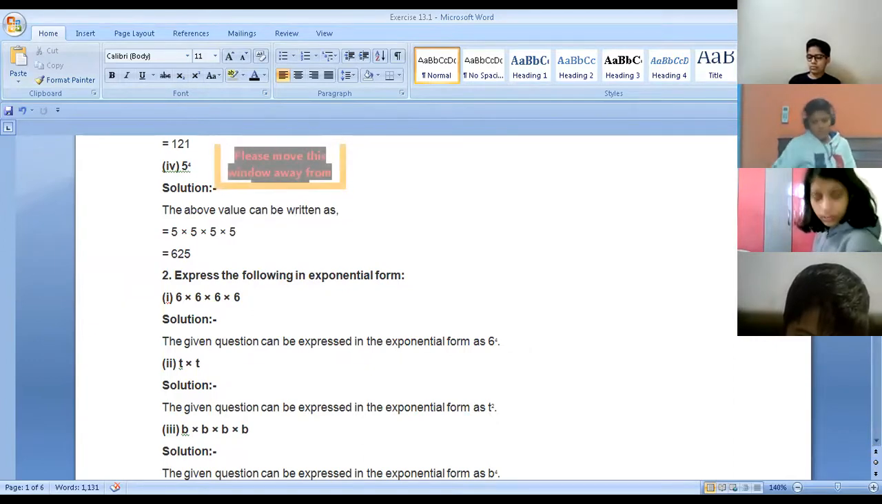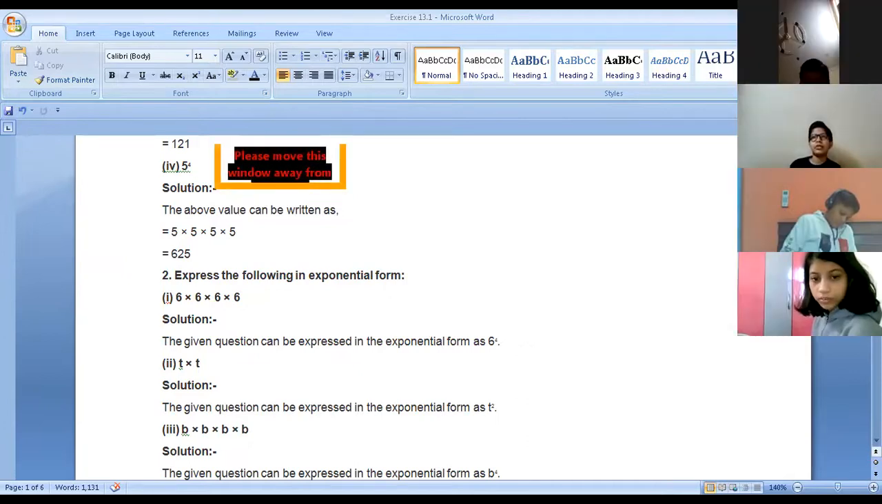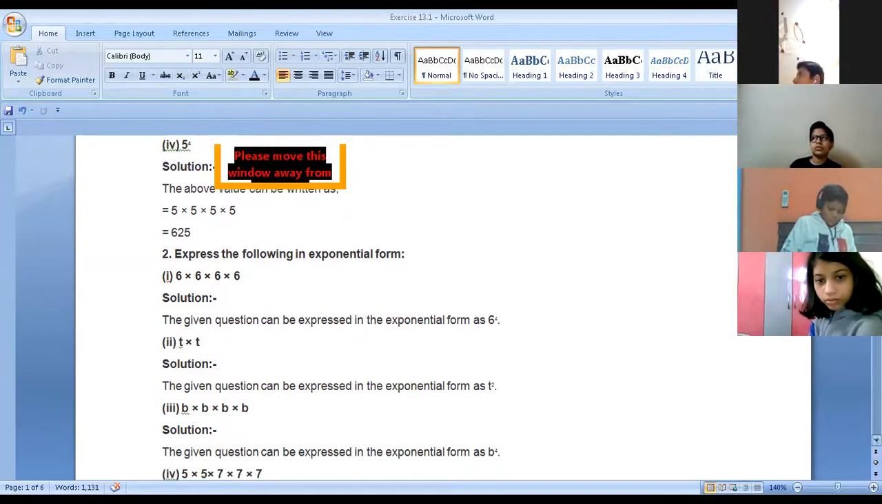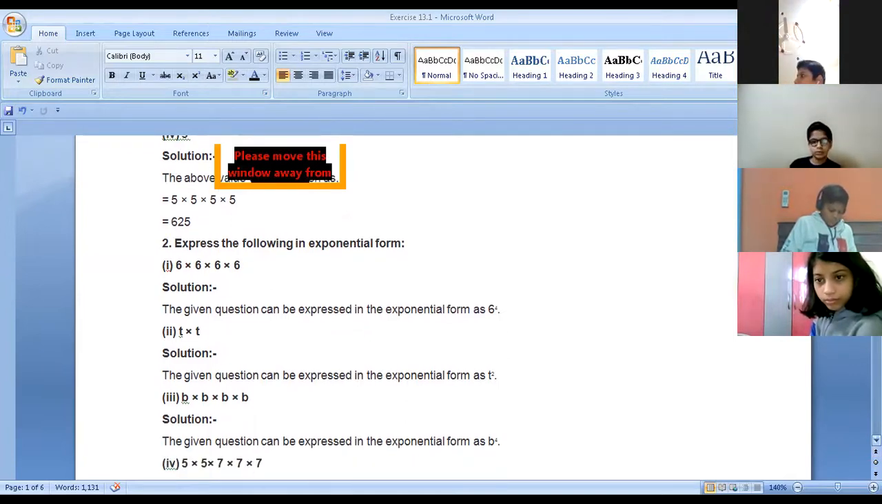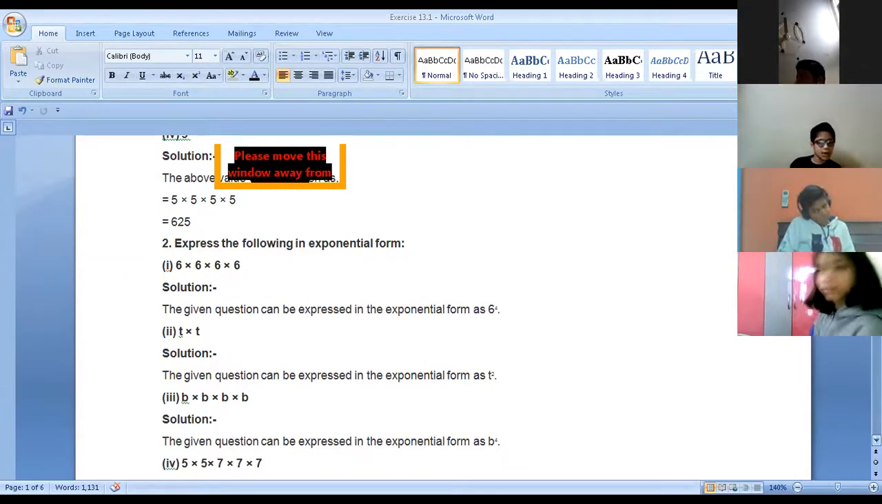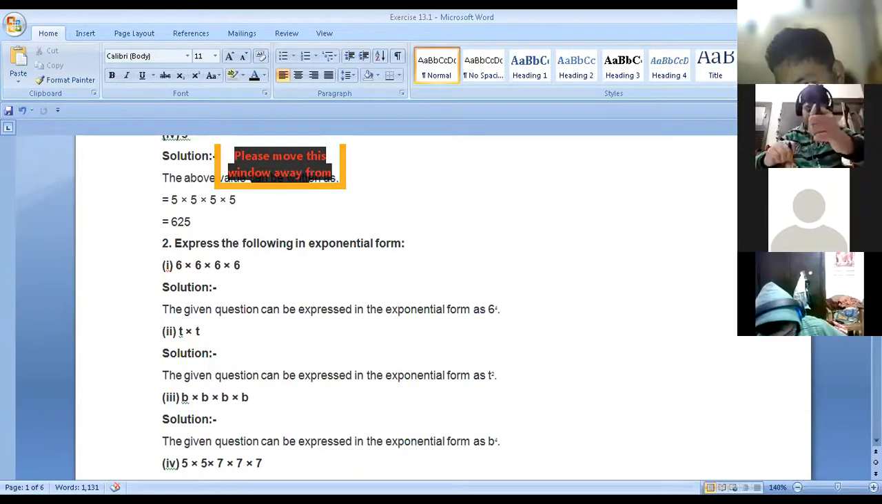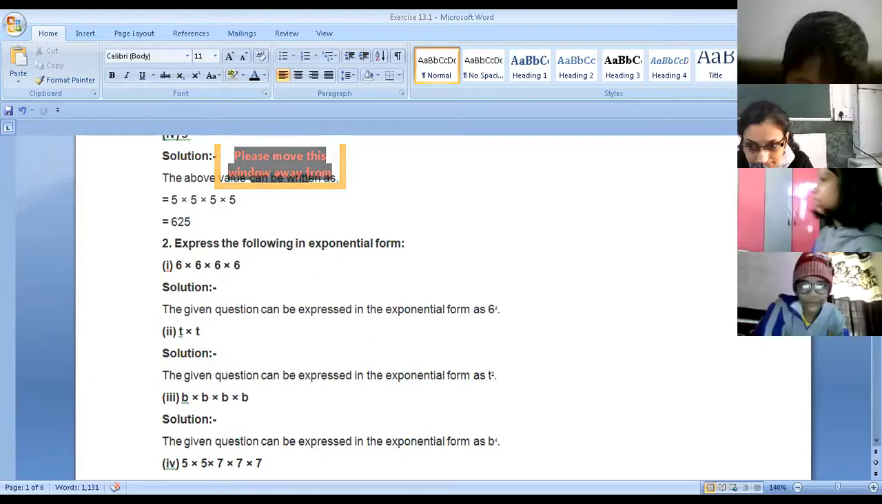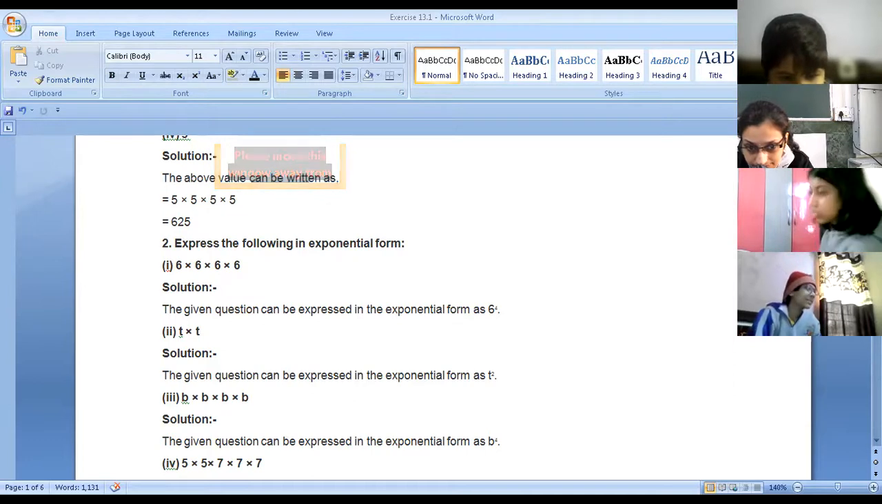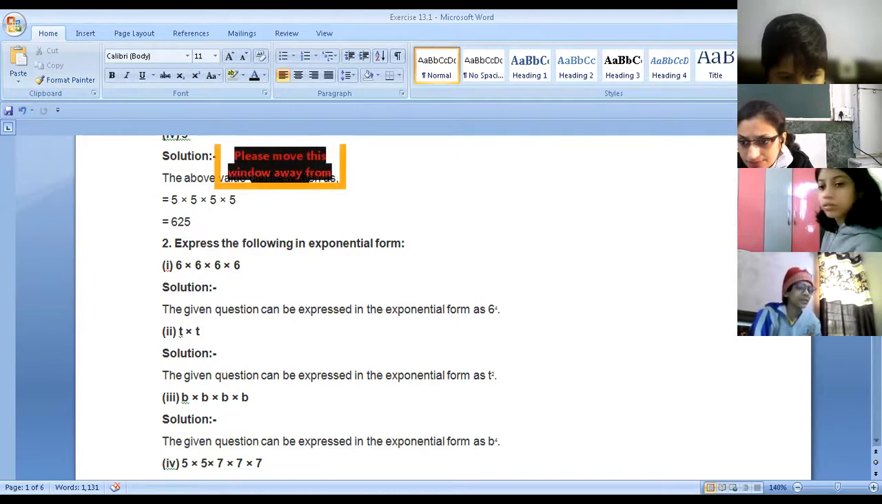Bhavya, tell me the next part. Fourth part. Bhavya Joshi. What will be the answer of the fourth part? Yes, beta. 5 is written how many times and 7 is written how many times? Tell me. Bhavya, your screen is paused.